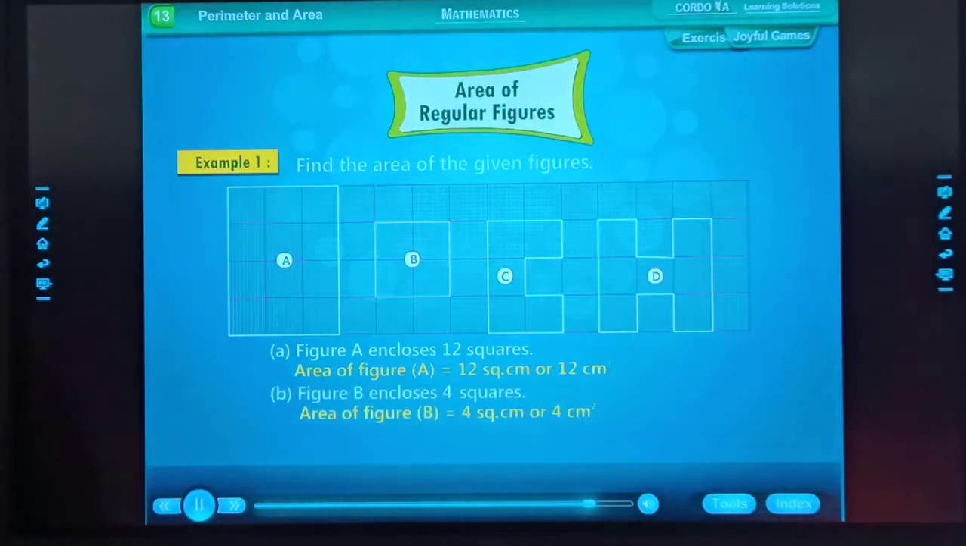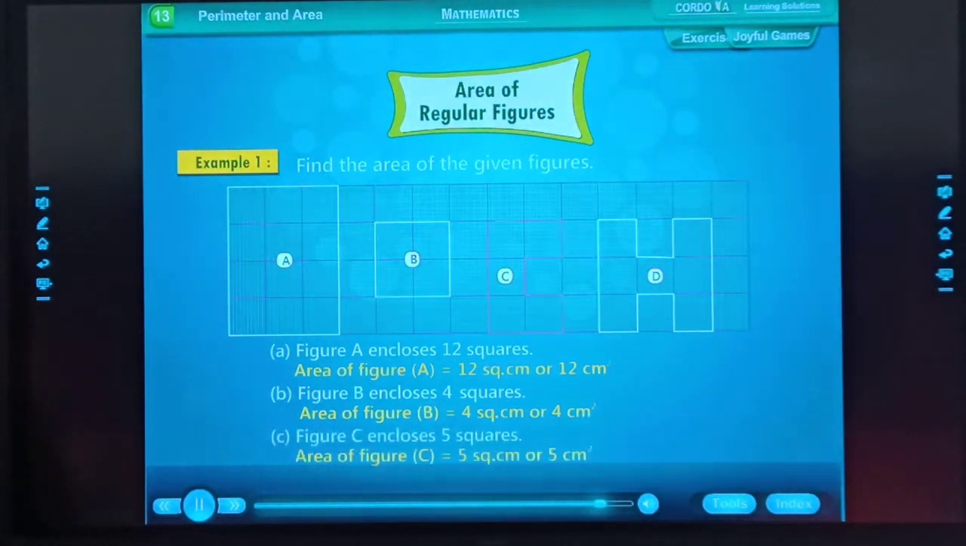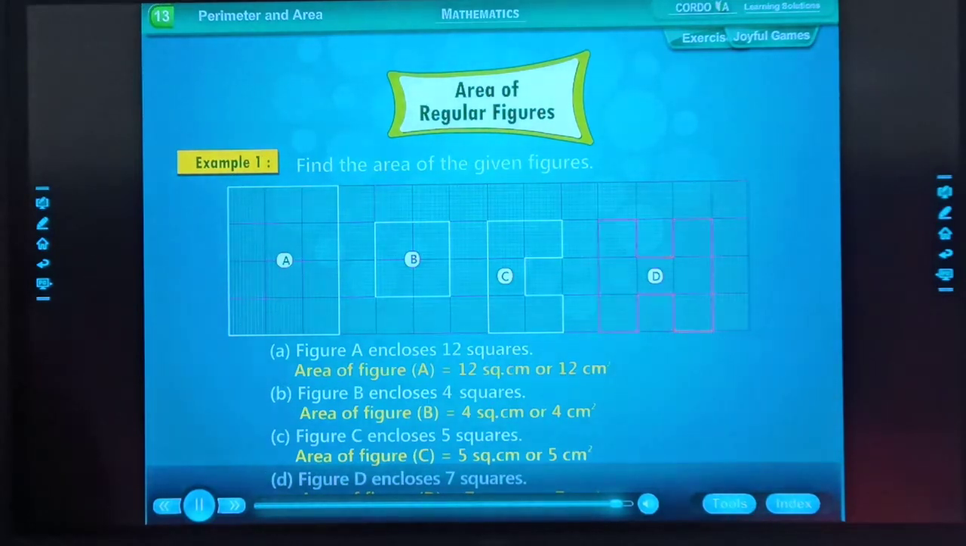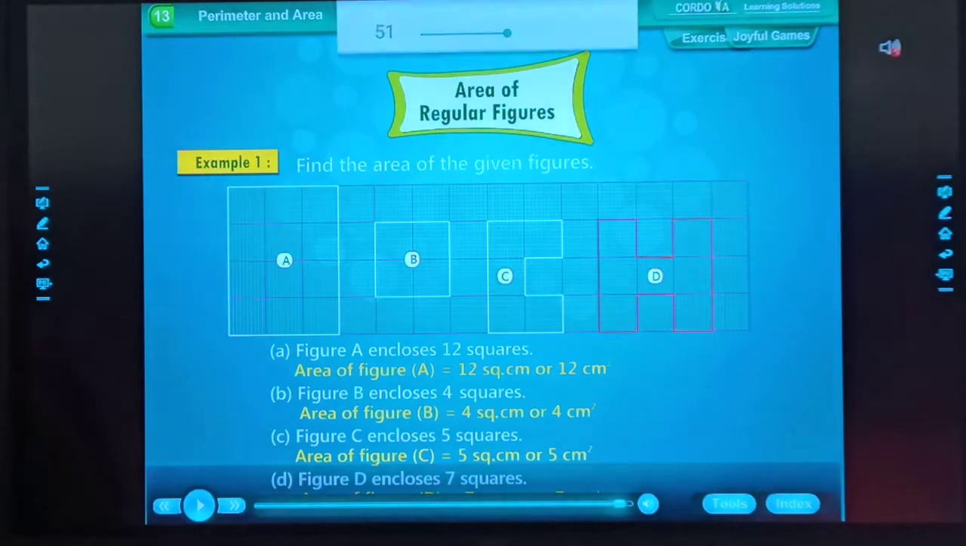B. Figure B encloses 4 squares. Area of figure B is equal to 4 square centimeter or 4 centimeters square. C. Figure C encloses 5 squares. Area of figure C is equal to 5 square centimeter or 5 centimeters square. D. Figure D encloses 7 squares. Area of figure D is equal.